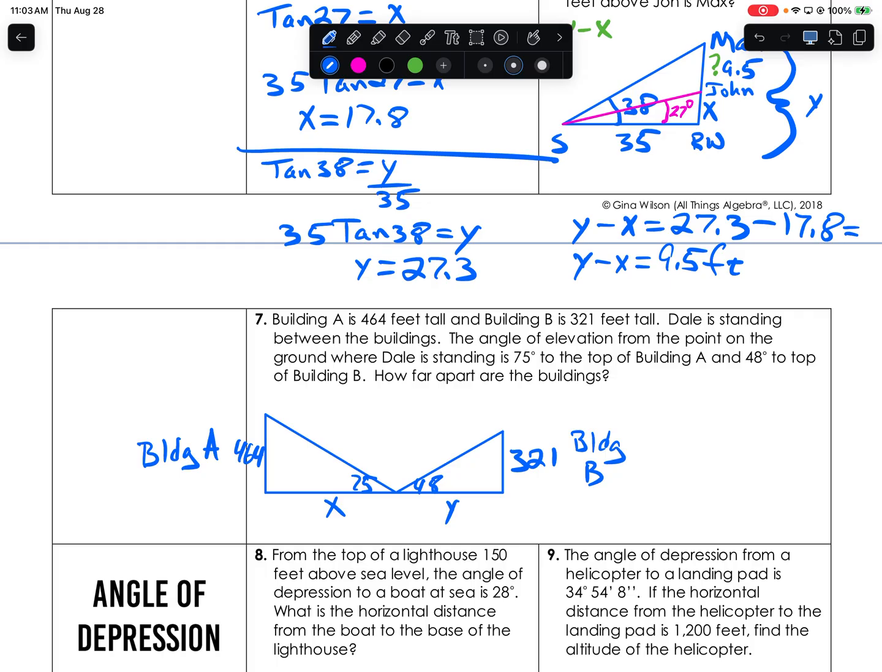Right, so you're standing in the middle and the buildings are on opposite sides, right? You look up to the taller building. The bigger angle has to go with the taller building, right? It just makes sense. The smaller angle goes with the shorter building. Okay, building A, building B.